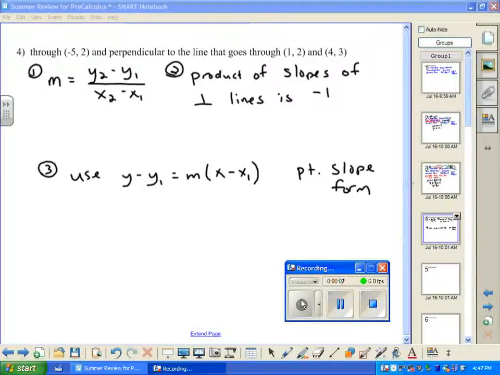Question number 4 asks us to write the equation of a line through the given point and perpendicular to a line that goes through the points (1, 2) and (4, 3). I've listed here the 3 main steps in solving this problem.